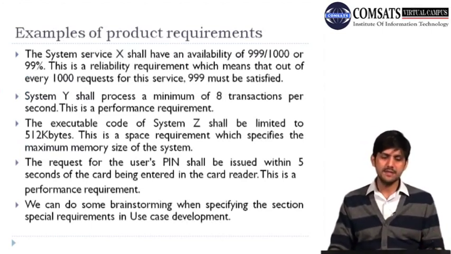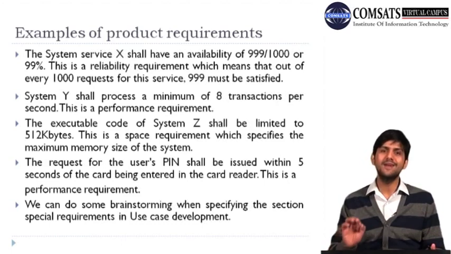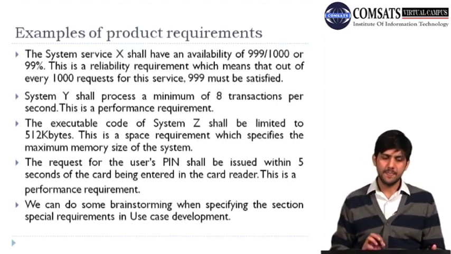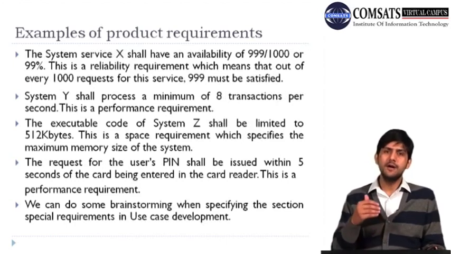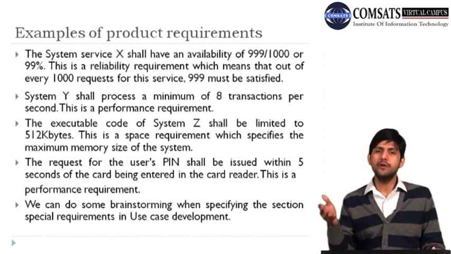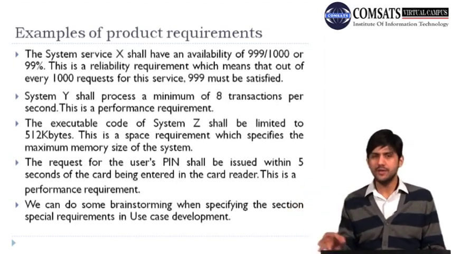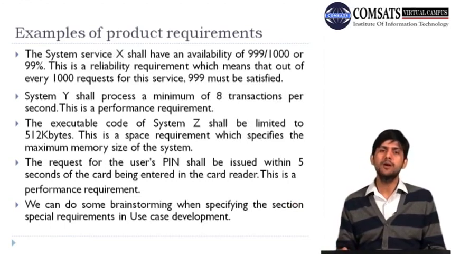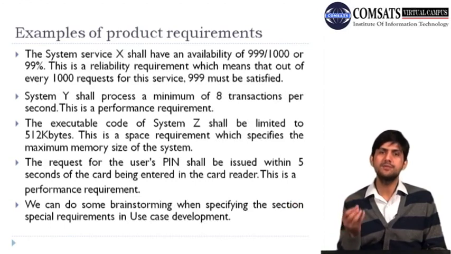So the first one is the system service X shall have an availability of 999/1000 or 99%. So this is a reliability requirement. I'm saying that if somebody tries to use a particular service, then it should work 999 out of 1000 times. So if there are 1000 tries of a particular service, it should work on 999 times. So 99% of the time my system should be reliable.